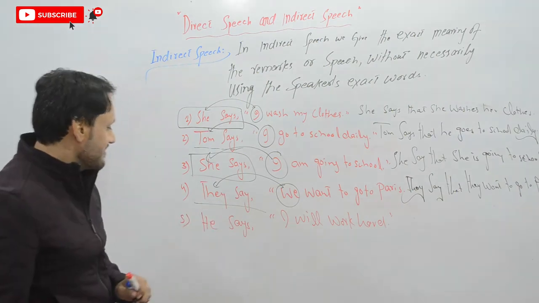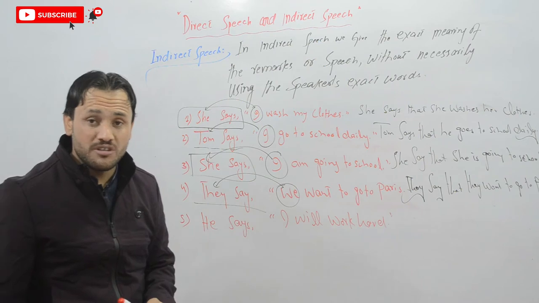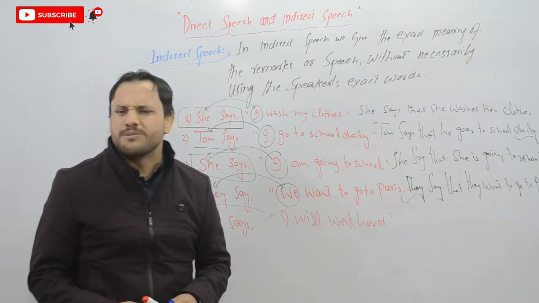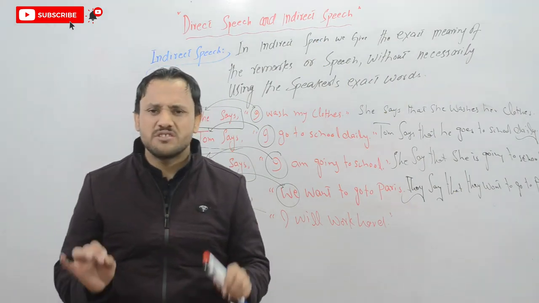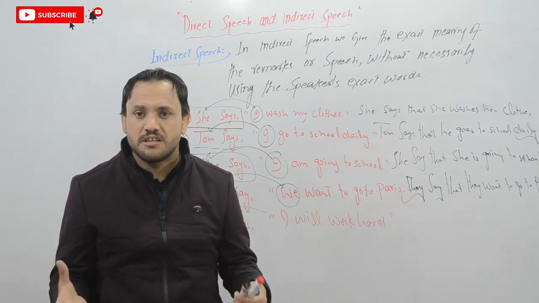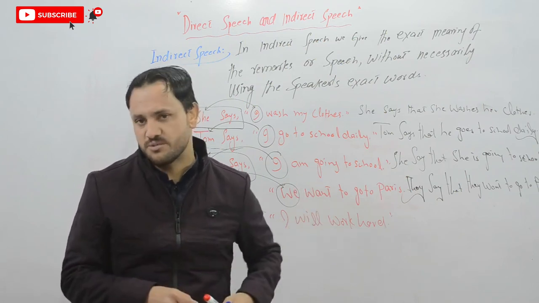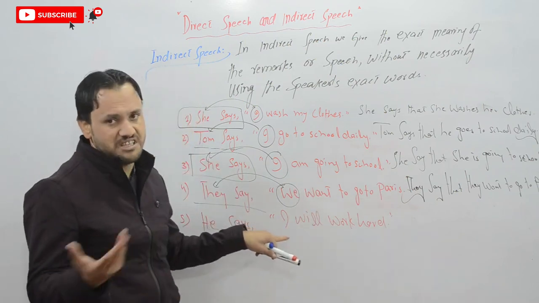Now, have a look at the perfect example. He says, I will work hard. Remember the blunder, the mistake that students usually make, especially in speaking, when they are using direct speech. They use "that" with direct speech. This is a direct speech.